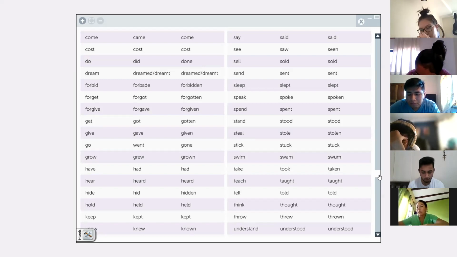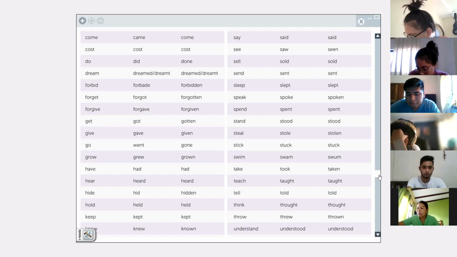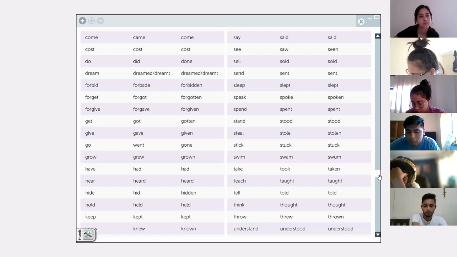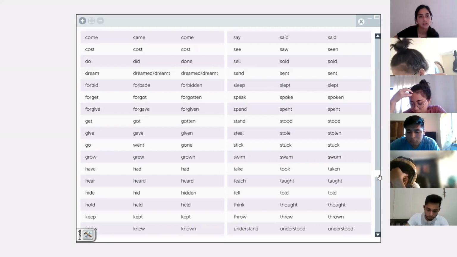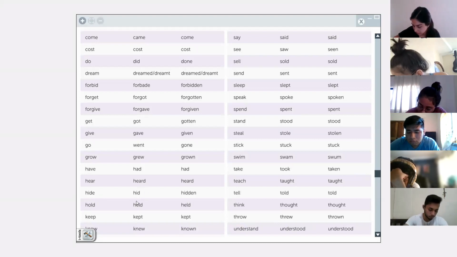Keep, depende de la oración. Generalmente significa mantener, mantener algo o una actividad que uno está haciendo. Keep. Y la pronunciación en el pasado es kept. Grow, crecer. Grew, creció. Hide, esconderse. Esconder, esconderse. Hide, escondió.